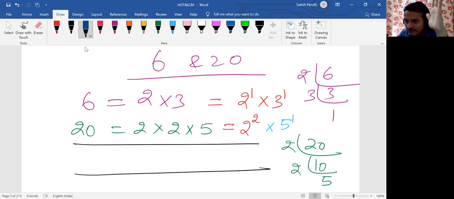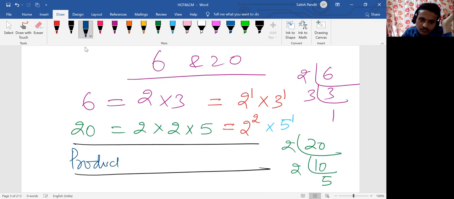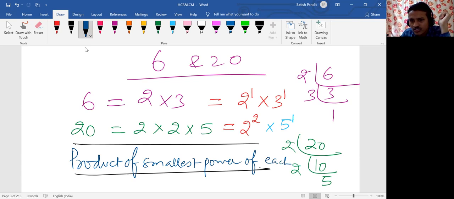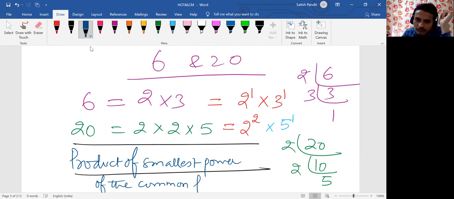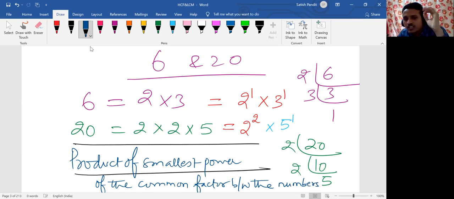See, if you want to find out the HCF of these numbers using the prime factorization method, you have to find out the product of the smallest power of the common prime factors between the numbers.